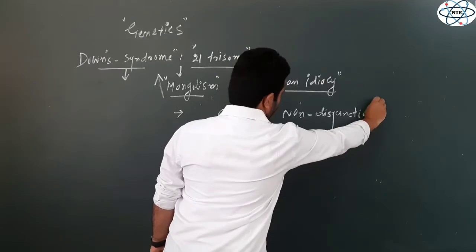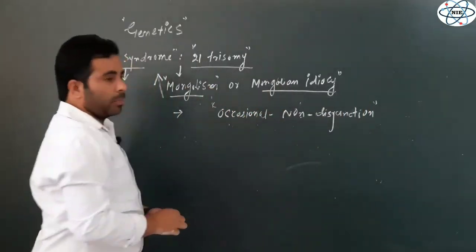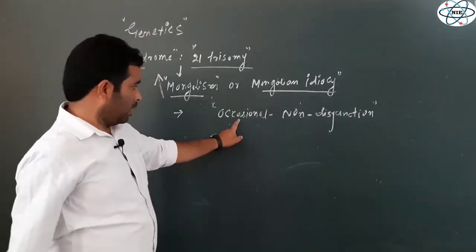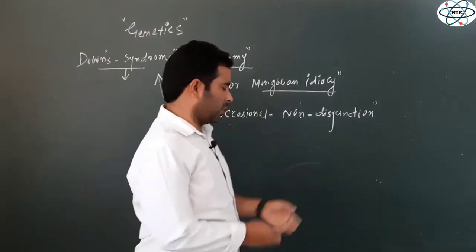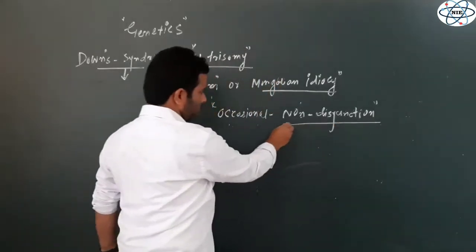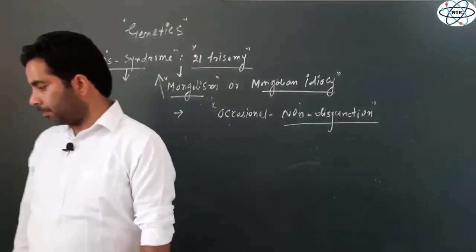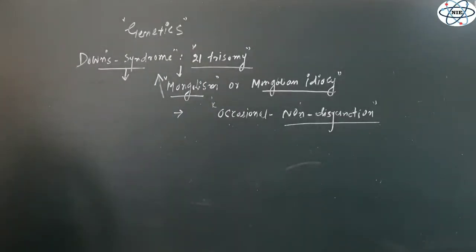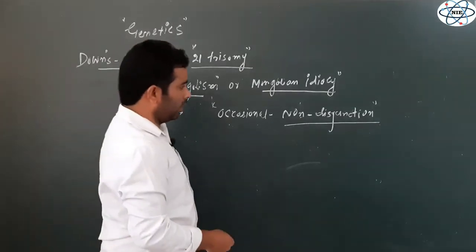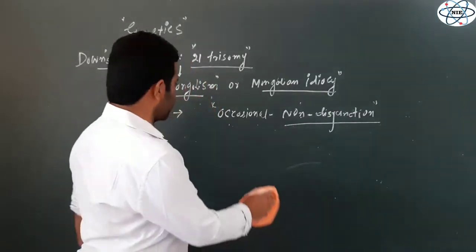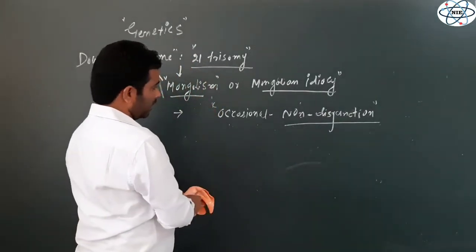Why is an individual having 3 copies of chromosome number 21 instead of 2? The reason is occasional non-disjunction. We have to understand this point. What do we mean by non-disjunction? In order to understand it, we have to focus on meiosis, the meiosis that occurs at the time of gametogenesis.